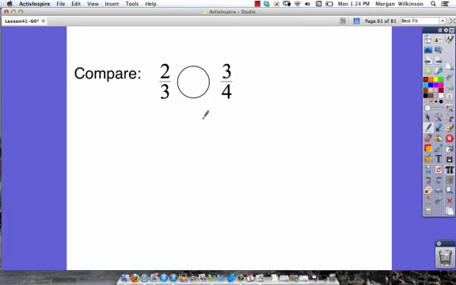Alright, now we have 2/3 and 3/4. We're going to do the same thing. We're going to find the least common denominator. We're going to rewrite our fractions so that we can compare them with the same denominator. We just need to know how to rewrite. So 3 and 4. 3, 6, 9, 12, 15. 4, 8, 12. Oh, we can stop there. 12 and 12, least common denominator. That's the least common multiple of 3 and 4. So they're both going to have a denominator of 12.